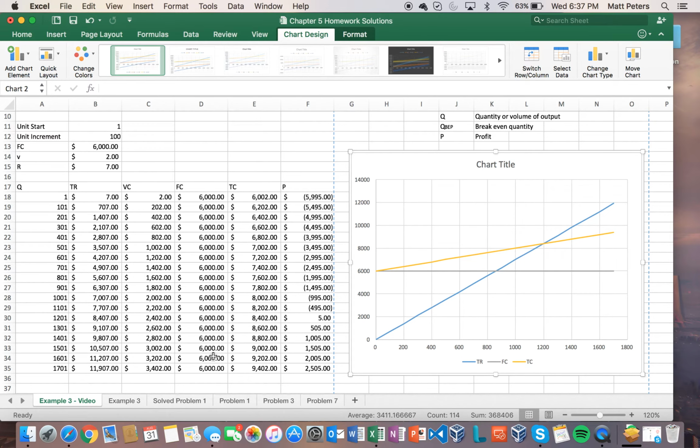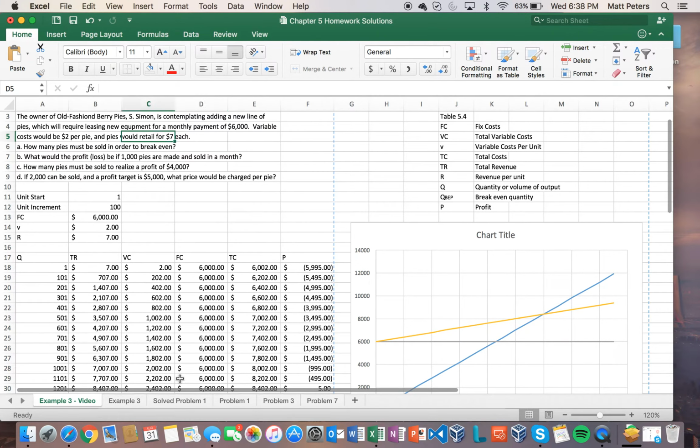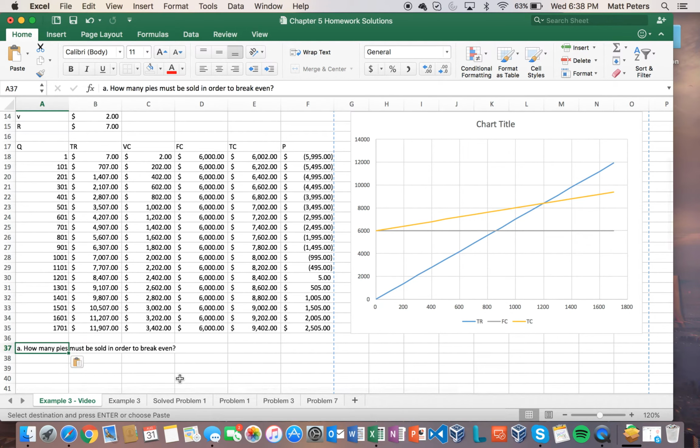Okay, so let's look at our questions now. So our first question is, how many pies must be sold to break even? So I'm going to go ahead and copy this question down here so we can look at that. How many pies must be sold to break even? So what we're calculating here is the quantity for the break-even point. And they do Q, BEP.